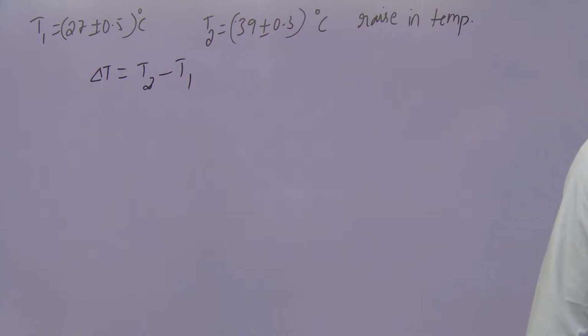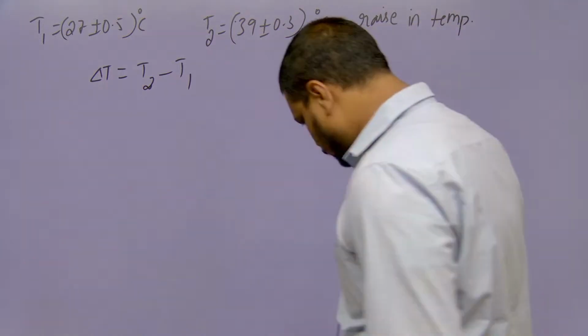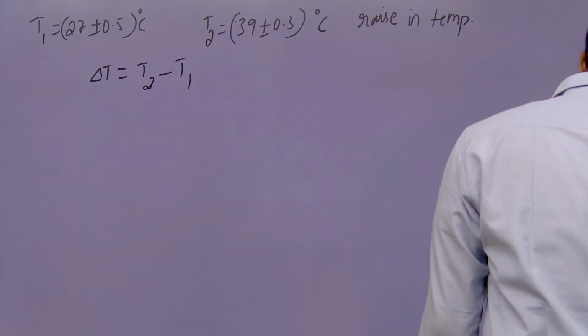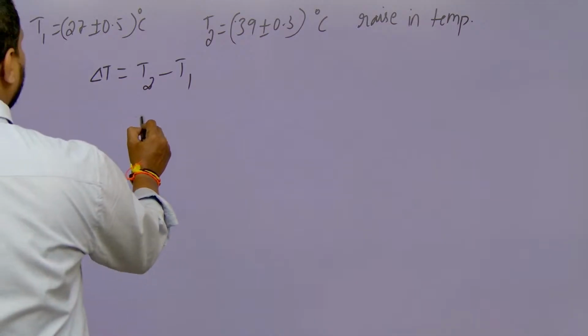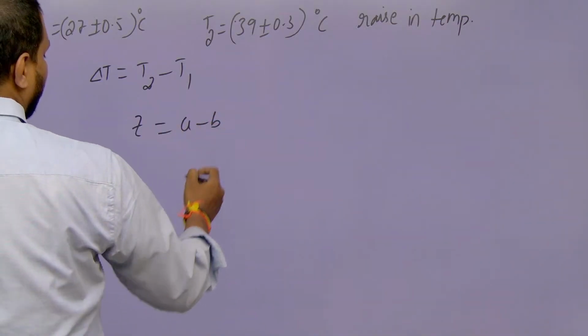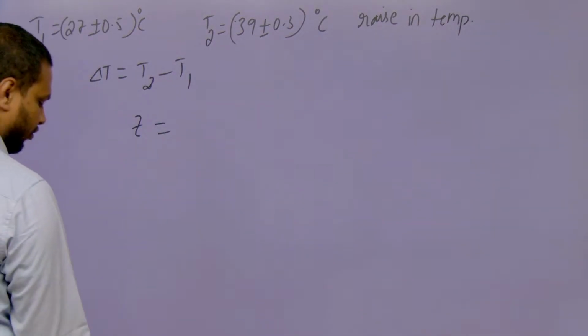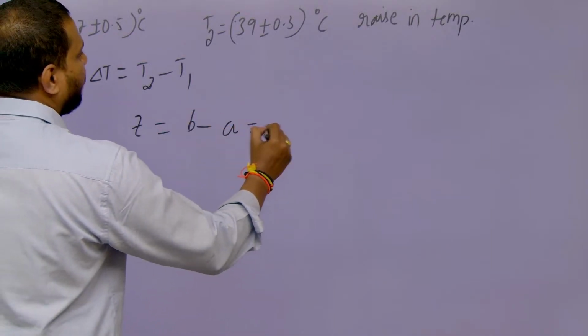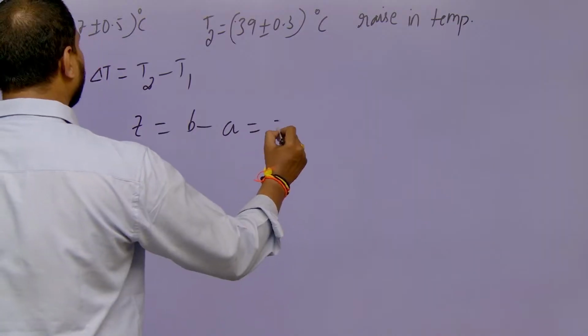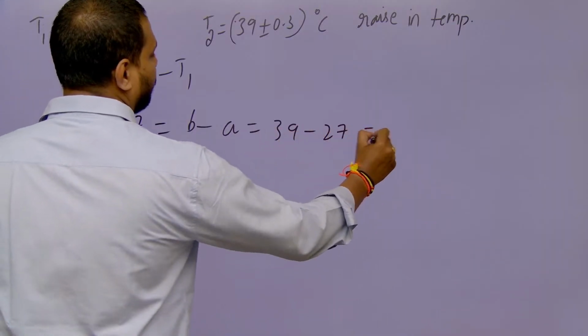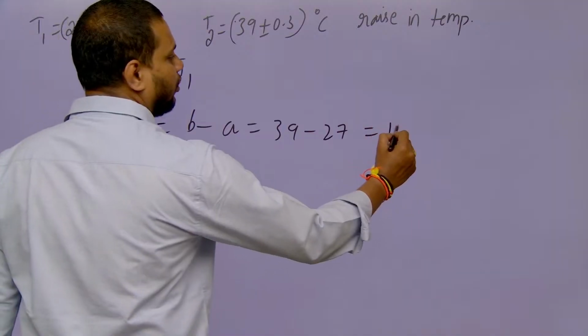Is it done? What is the answer? Tell me what is the answer? So Z is equal to A minus B, right? So A minus B or B minus A you take because T2 minus T1, right? So B minus A. What is B minus A? 39 minus. What is that value? 27. So this value will be 12.